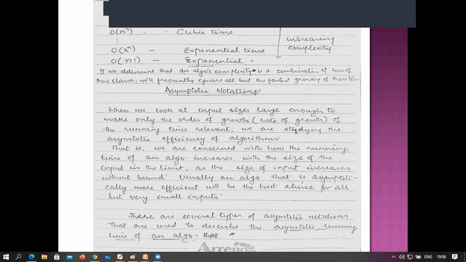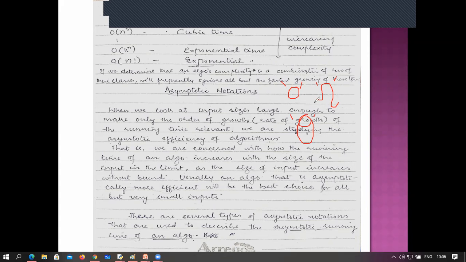There are several types of asymptotic notations that are used to describe the running time or the time complexity of an algorithm. The first one is big O, then big omega, and the third one is big theta. There are three ways to represent the complexity of any algorithm. Again, I'm repeating: big O, big omega, and big theta. You also have small o, small omega, and small theta, but I won't be taking those.